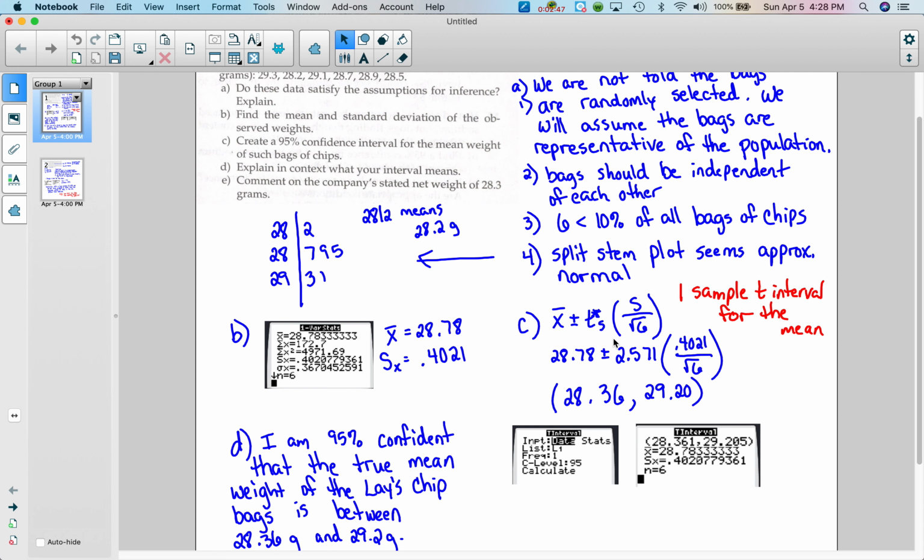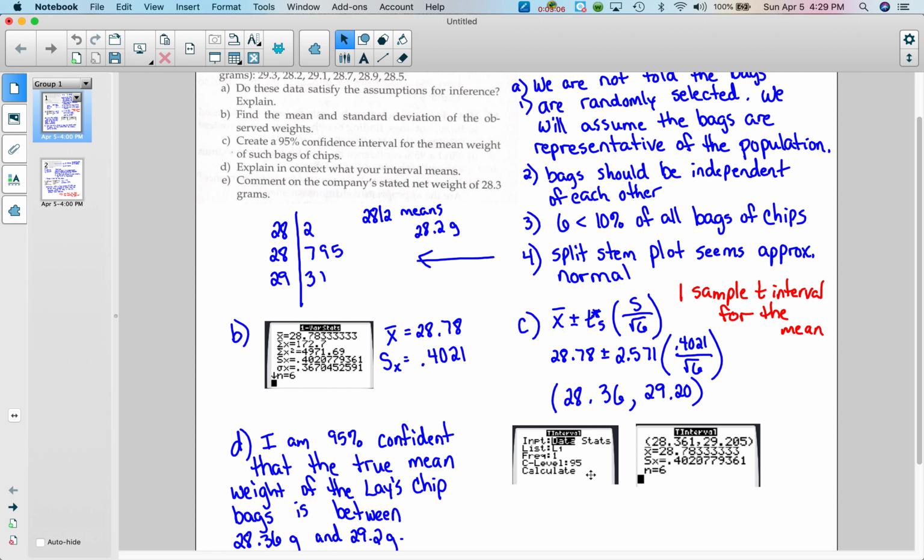So this is the formula that I would use. It's the sample statistic plus or minus the critical value times the standard error of the statistic. And for means, it is the standard deviation divided by the square root of n. So I plugged in those values, and I got this confidence interval.